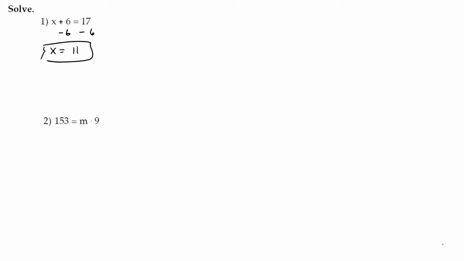Next one here, 153 equals 9 times n. So to undo that multiplication, we divide both sides by 9. So we get 17 equals n.